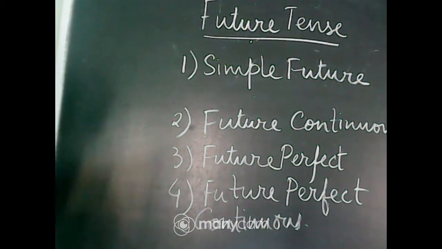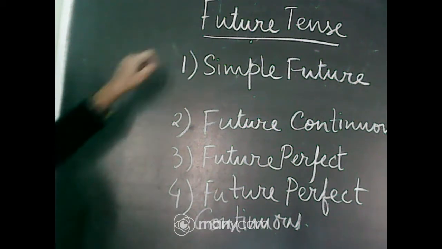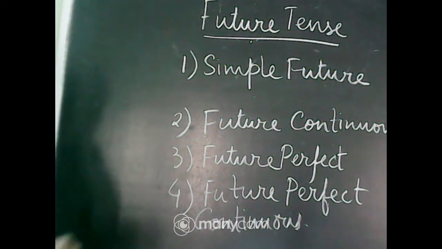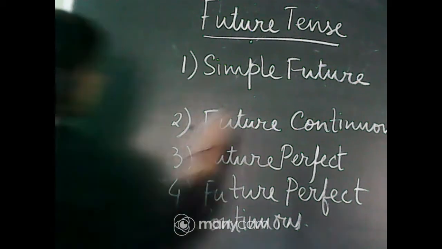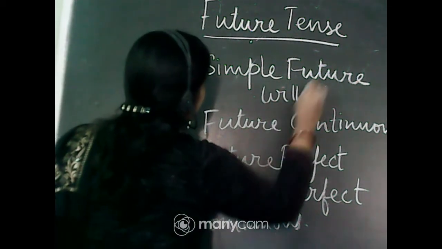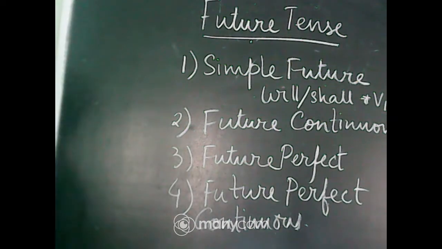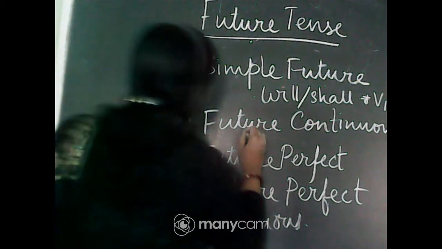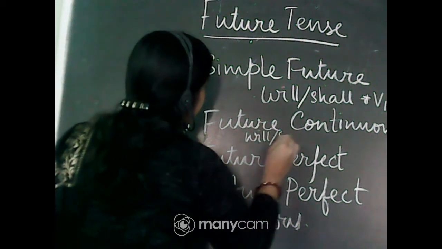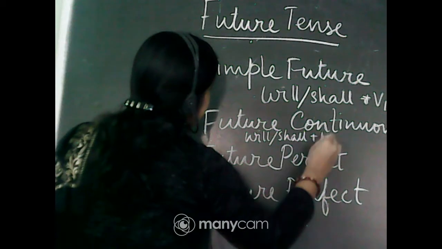Simple future tense is used to express an action that will take place in future. Future continuous is used to indicate an action that will continue at some time in the future. So the form of the simple future tense is very easy. Will or shall plus V1. That is be verb or V1. Okay. Now future continuous will be will or shall plus be plus the ing form of the verb.